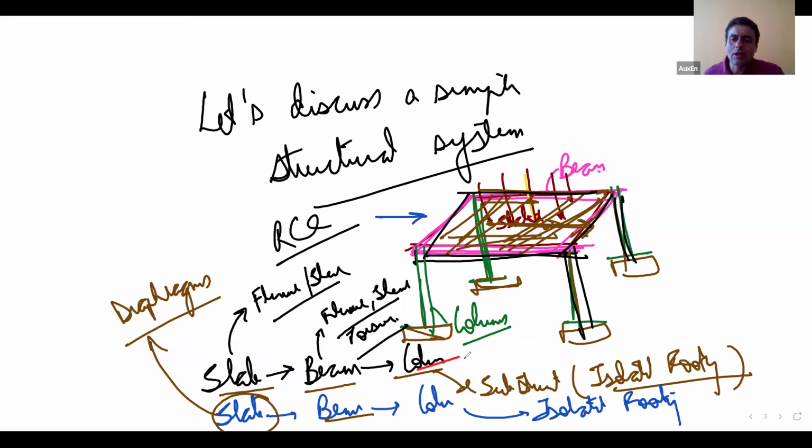So the major design actions that a column has to take will be axial, usually compression, and bending is possible. Biaxial bending is possible in columns, and to a certain extent, shear. Shear is not a very critical action, but shear also. Understood? And then when the load is transferred to your foundation system, depending on what type of foundation system it is, it has to resist certain design actions for that as well.